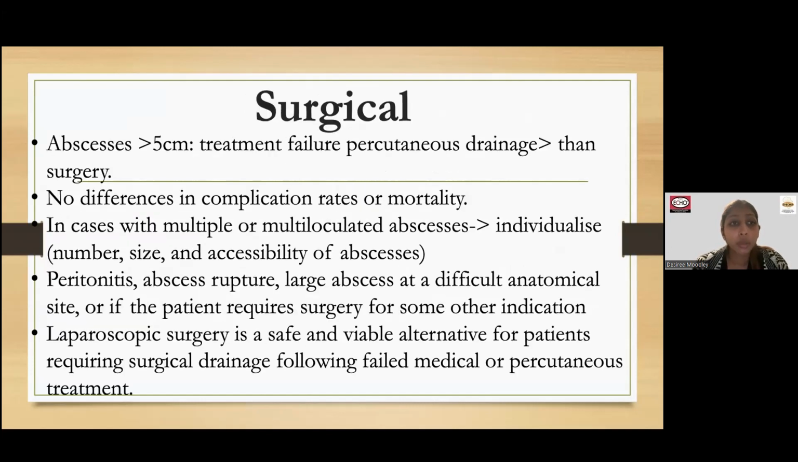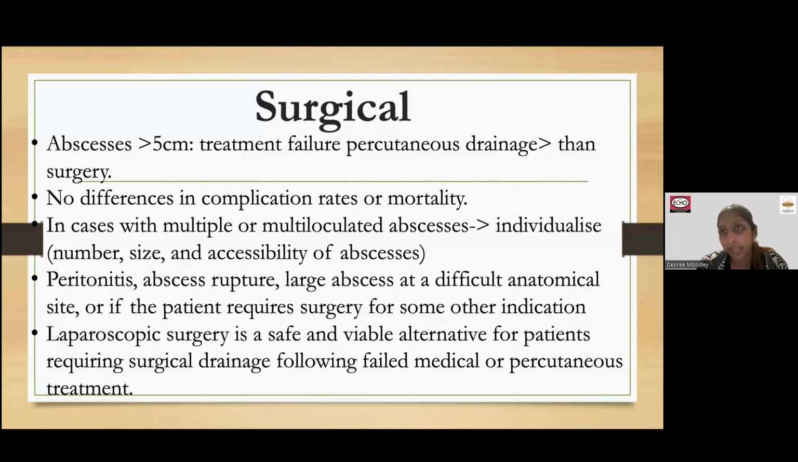So surgery can also be considered for abscesses that are more than 5 centimeters and are failing percutaneous drainage. There's no real difference between percutaneous and surgical in terms of complication rates or mortality, but it can be used rather in cases with multiple or multiloculated abscesses. So you need to individualize your patient. Look at the number, look at the size, look at the accessibility. Also, if they've got a complication such as abscess rupture or a difficult anatomical position, then you might consider surgery.